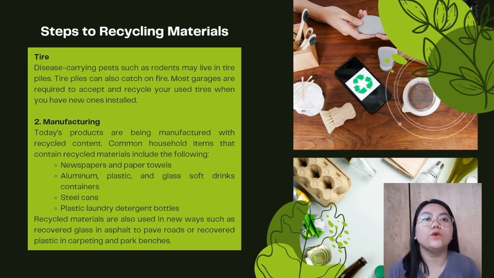So, in which, I know most of these items nagamit na nato sa pag-recycle like newspaper na pwede himuon og paper basket, paper mache o uban pa. Ang kining plastic containers na pwede siya himuon og vase, lantern, and other recycled materials. So, recycled materials are also used in many ways such as recovered glass in asphalt to pave roads or recovered plastic in carpeting and park benches.